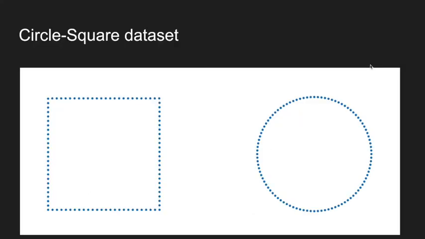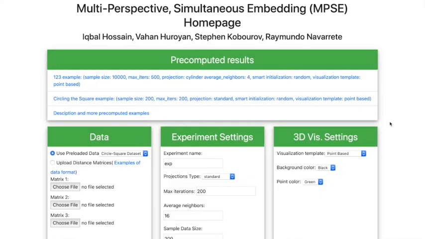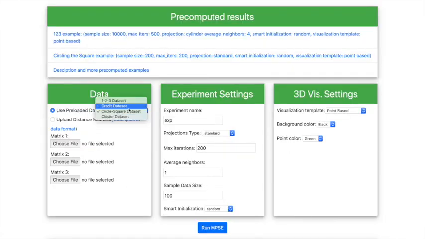The dataset that we consider is called the circle square dataset, which is also motivated by an optical illusion known as circling the square. In this example, we sample 100 points from an image of a circle and 100 points from an image of a square and place the points in 3D so that the corresponding projections recover the square and the circle. We demonstrate the application of both algorithms for the circle square dataset by picking the dataset or uploading our own distance matrices, setting the preferred parameters, and running the experiment.